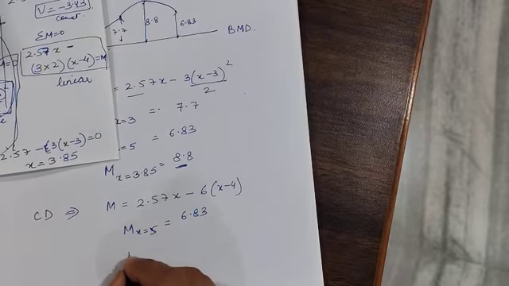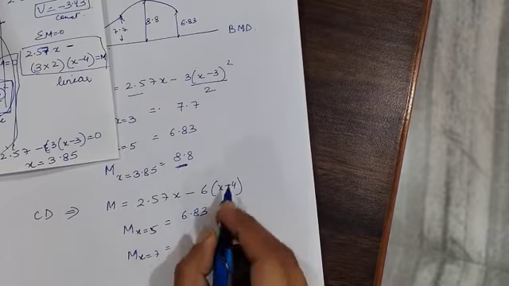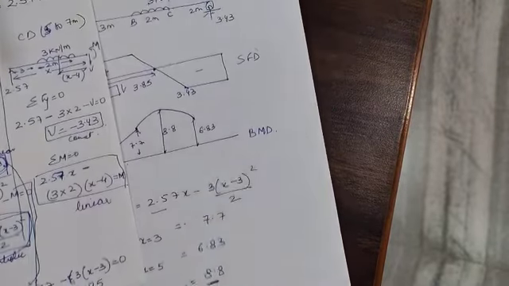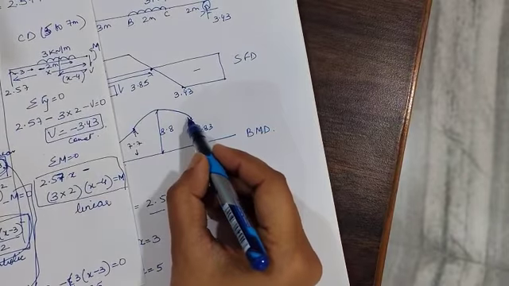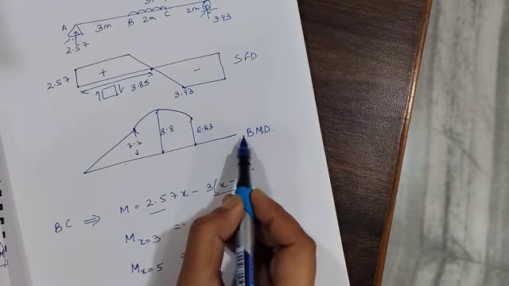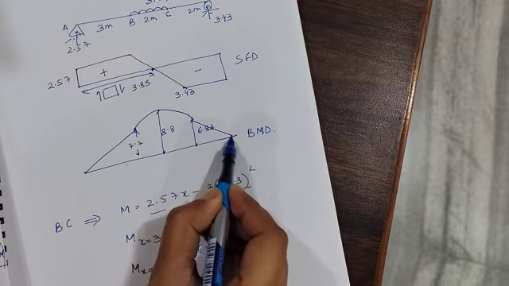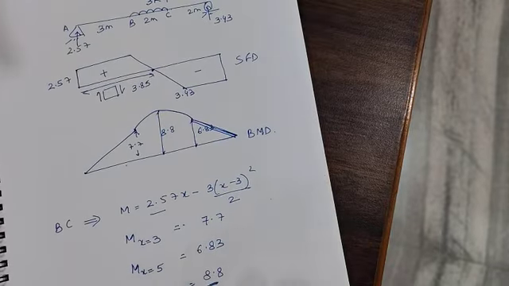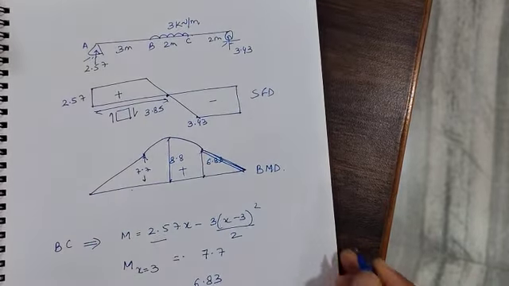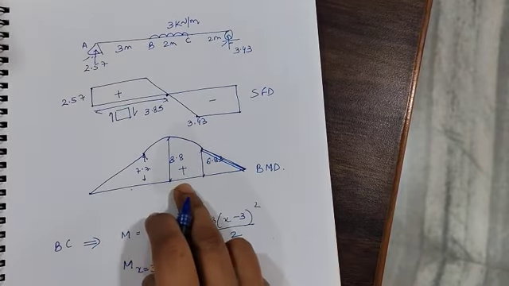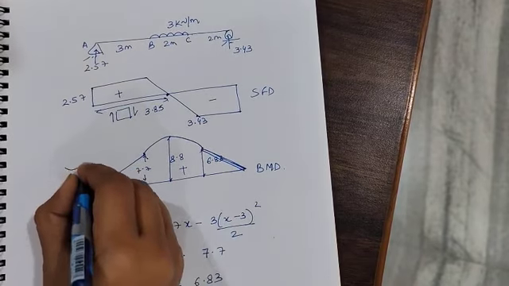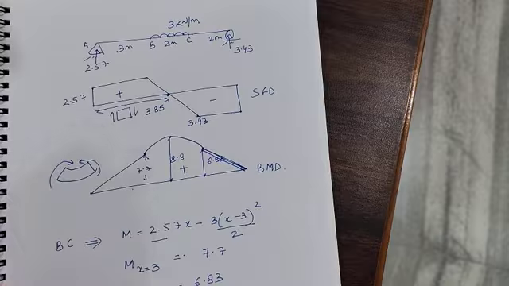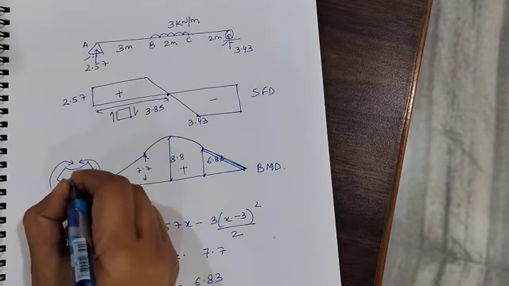I will get the value of moment at x is equal to 7. I will put x is equal to 7 here and get the answer 0. So it means for the CD span, the bending moment is varying from 6.83 to 0 and the variation is linear. So this is a linear joining. Your bending moment is all positive here, which indicates there is a sagging moment throughout the span. So throughout the span, the system is moving like this.